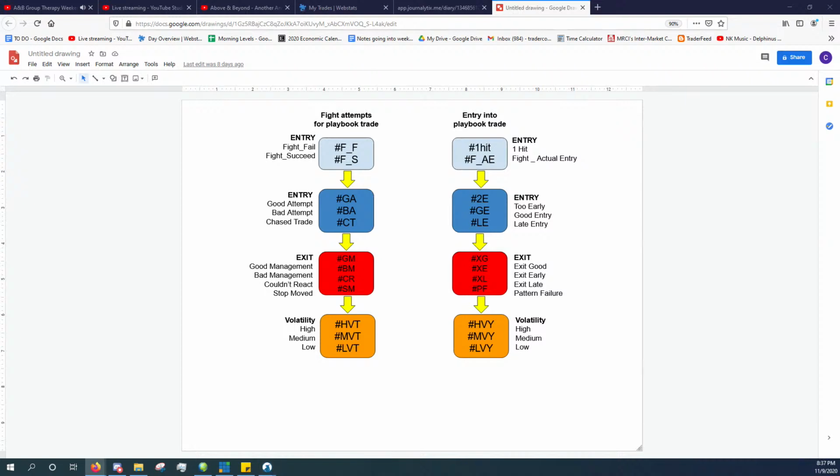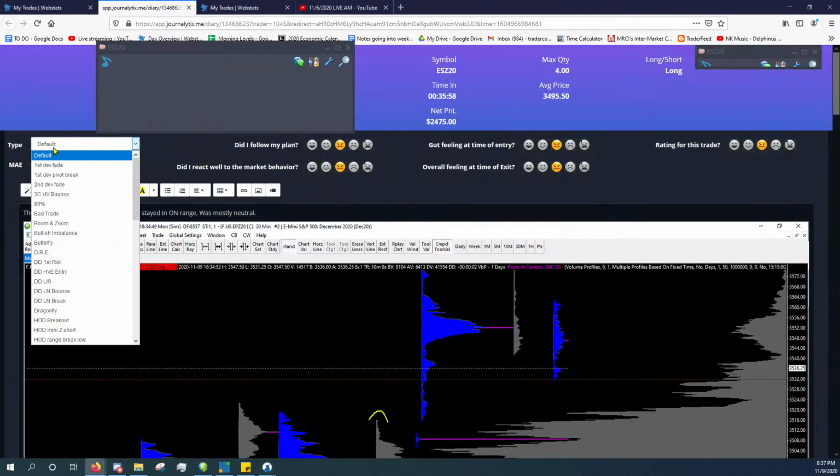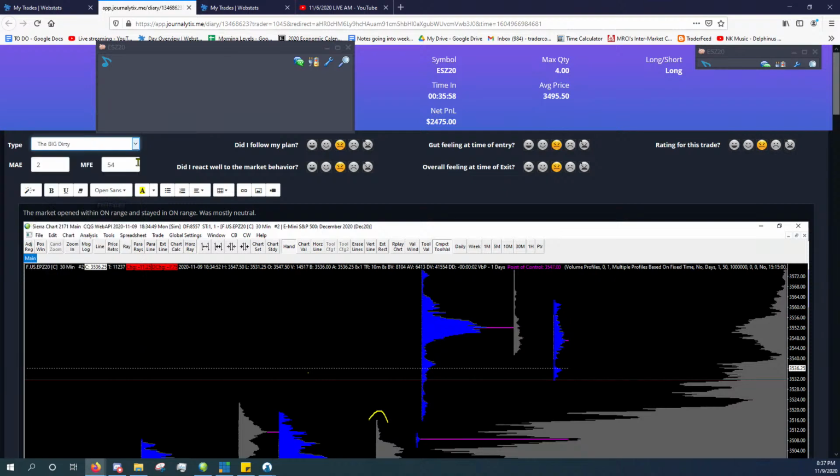Give me a second here. Oh yeah, if you make a new playbook and you have this one opened, you're going to have to refresh it. There's a save button up here as well, so it should be in here now. The Big Dirty, baby. Okay, so that's the Big Dirty. I'll do these emojis later after we read the tape.